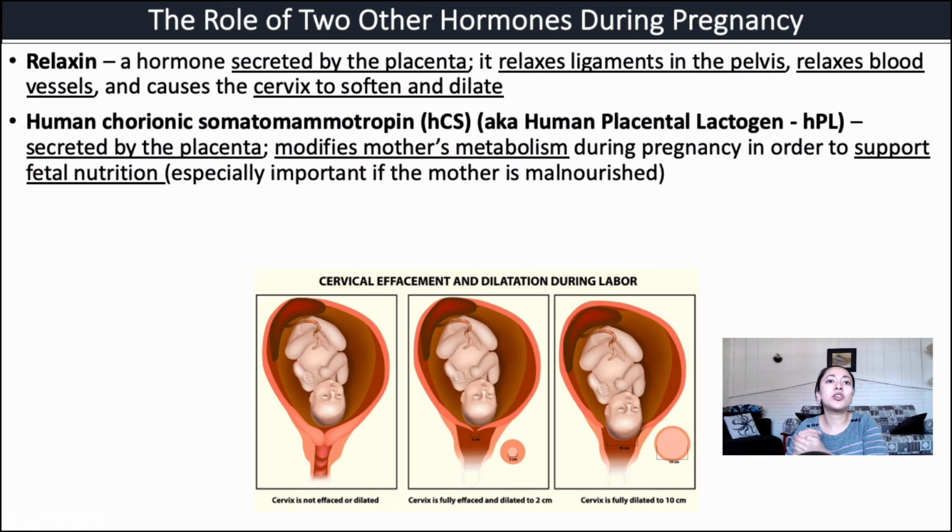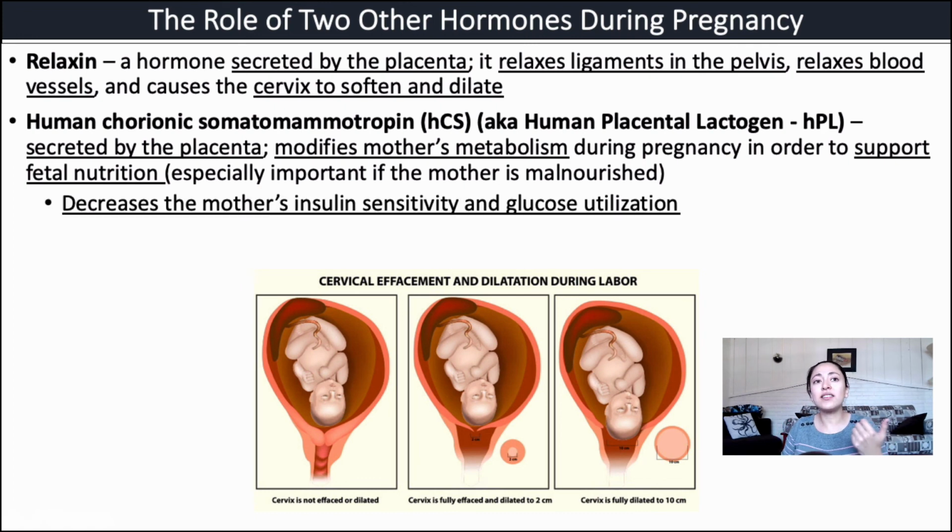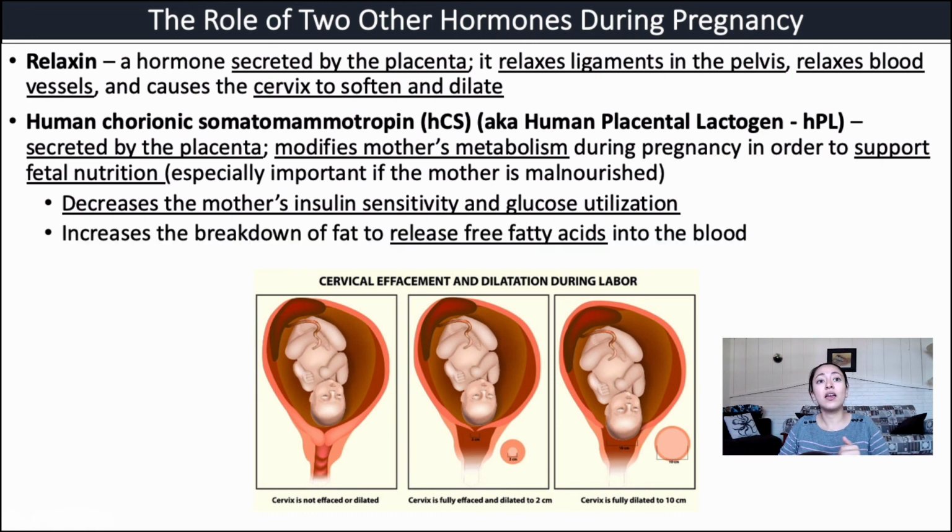And this is going to become extremely important, especially in a mother that is malnourished. One thing that it does is it decreases the mother's insulin sensitivity. So this actually lowers the mother's ability to utilize glucose herself, and it keeps the glucose in the blood to make it available for the fetus. HCS also increases the breakdown of fat to release free fatty acids into the blood to provide more nutrition for the developing fetus as well.